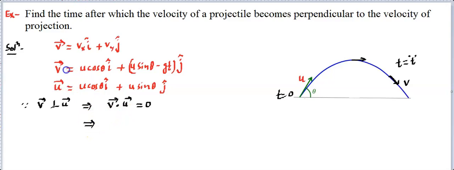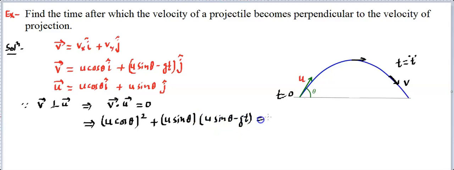Let's do the dot product of these two vectors. You have learned how to get the dot product. So the i coefficients are going to multiply together. So it's going to be (u cos theta) whole square, and then multiplication of the j components is going to be u sin theta, that can be one factor. Another factor is going to be u sin theta minus gt. This term must be 0.